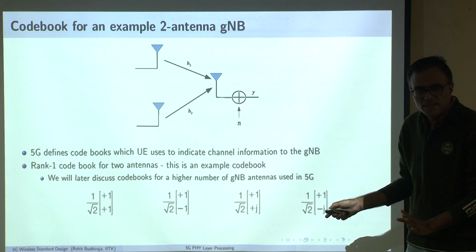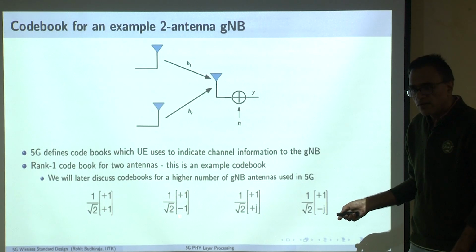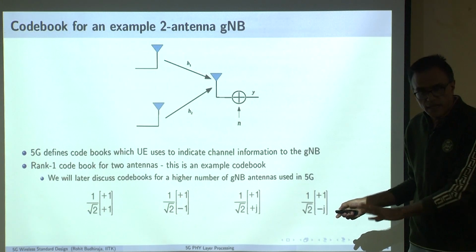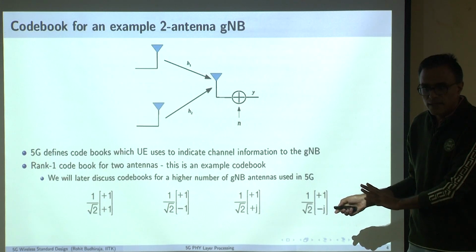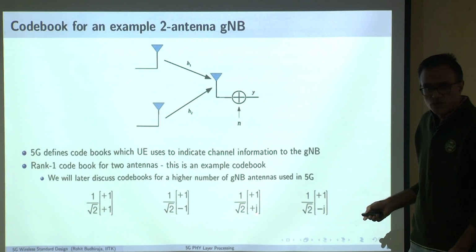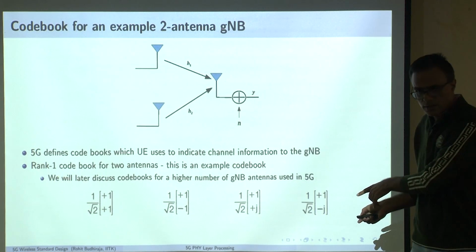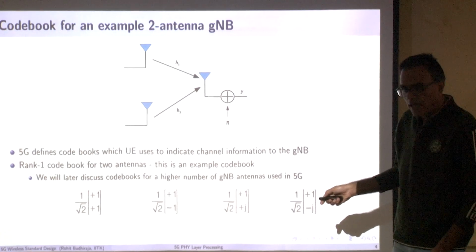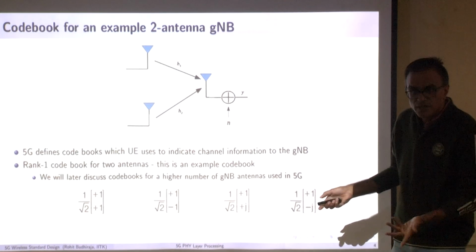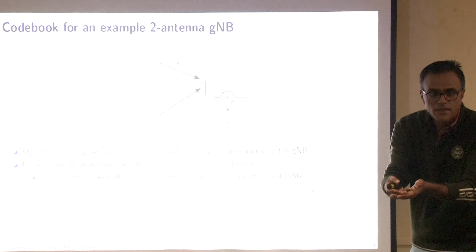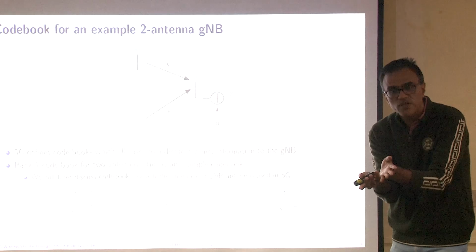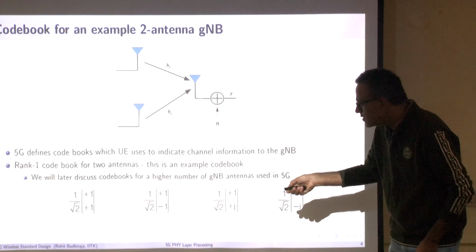H1 and H2 are essentially the same. What is it sending over here? The phase difference between H1 and H2 is 180 degrees, 90 degrees, 270 degrees. It is not indicating how much amplitude each of these channels has, because you are not allocating bits to send the amplitude information, because all of them have the same amplitude.